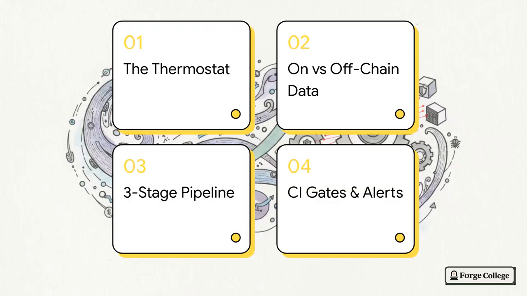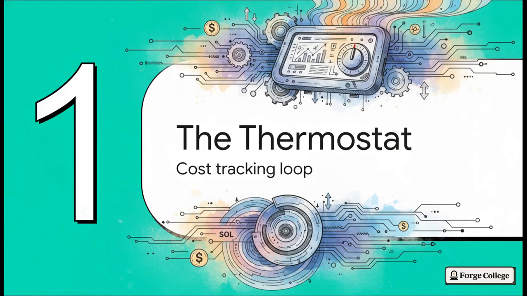All right, here is our engineering blueprint for today. First up, the cost tracking thermostat. Second, on-chain versus off-chain data. Third, the three-stage pipeline. And finally, number 4, CI gates and alerts. So let's jump right into section 1, the cost tracking thermostat.